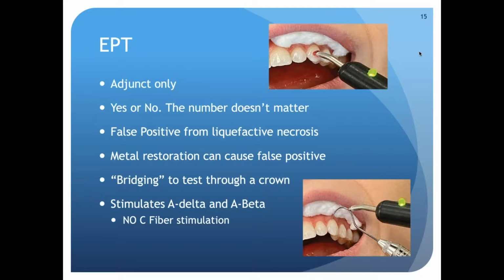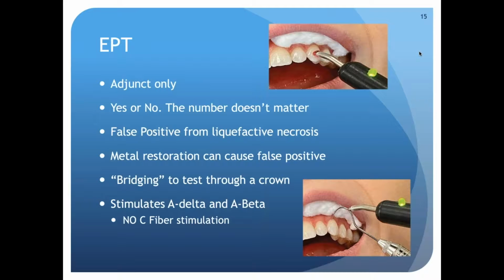So if they're feeling it and you're getting a number, that means that there's living tissue still in there. There's still viable nerve tissue, and the no means that it's necrotic. You can get a false positive from liquefactive necrosis. So if there's an abscess in there, you can imagine that can conduct and give you a false positive. Metal restorations can also give you a false positive.